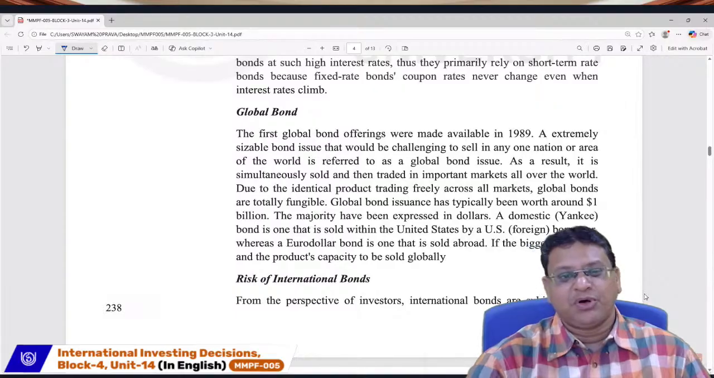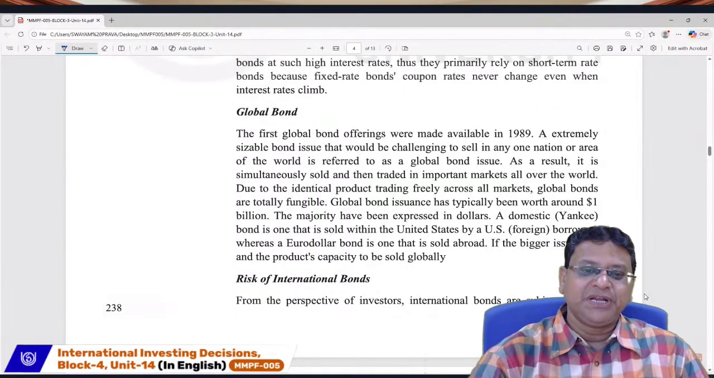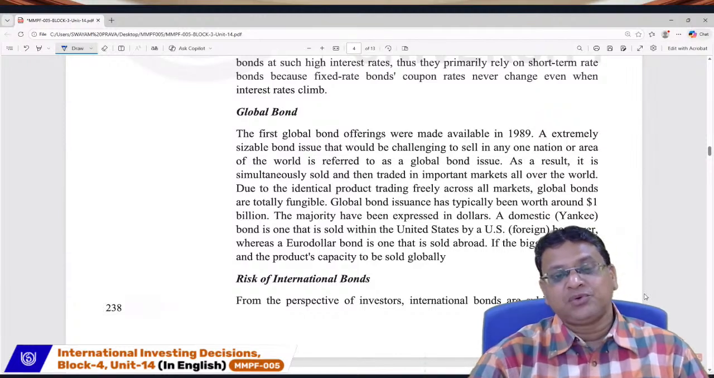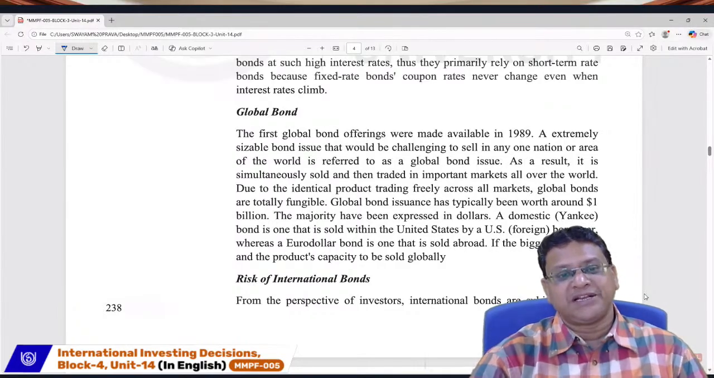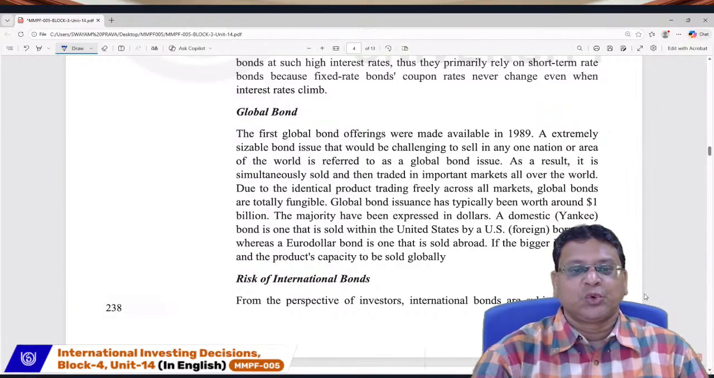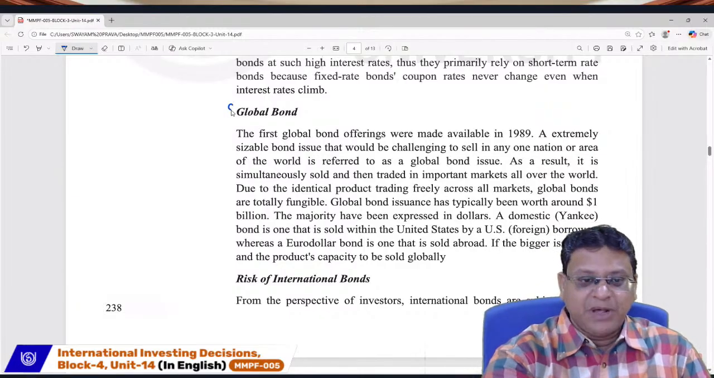So we have discussed foreign bonds and Eurobonds. Foreign bonds are denominated in a currency which is equal to the currency of the market where it is issued. Eurobonds are denominated in a currency which is different from the currency of the market where it is issued. Next, global bond. What is a global bond?